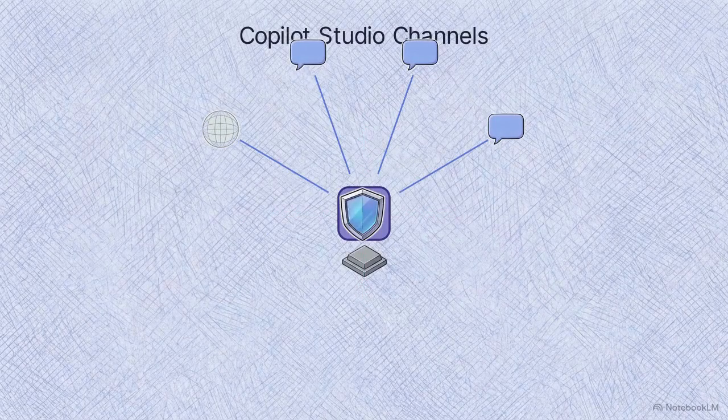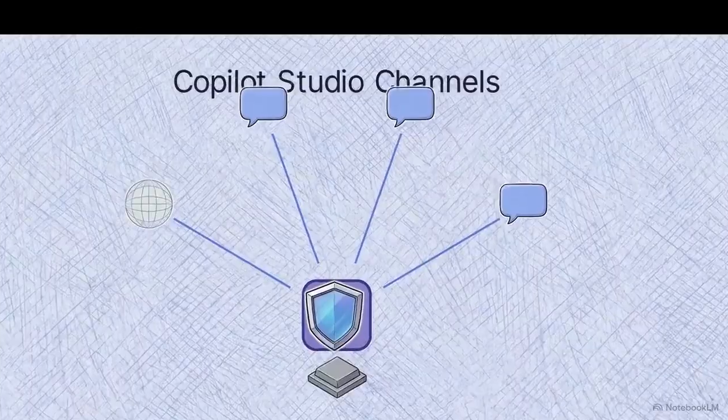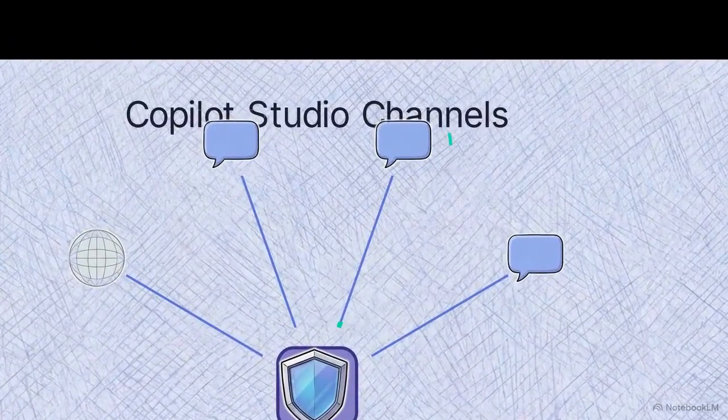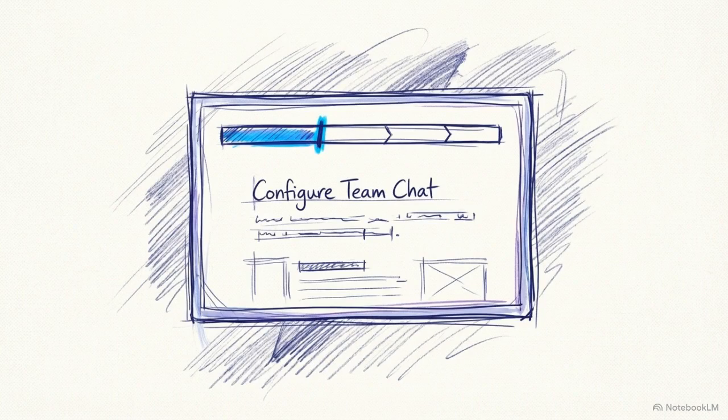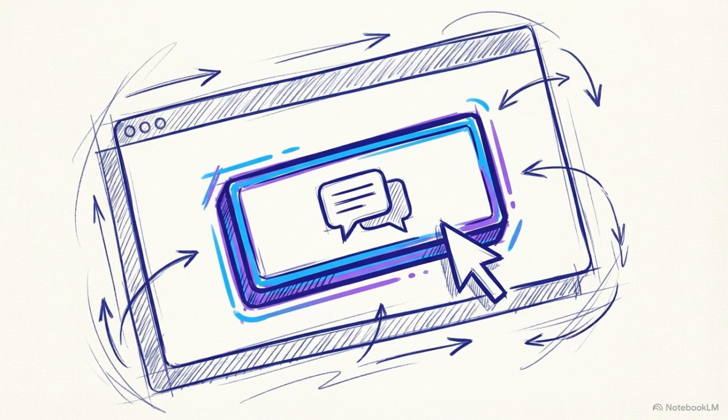For our final step, deployment, navigate to the Channels tab to view all platforms where your agent can live. To meet the team where they already communicate, select Microsoft Teams from the available channels. The system walks you through a brief configuration process. You review the connection settings, confirm your authorization, and enable the integration with just a few clicks. To initialize the live environment for yourself, click the final prompt that says Open the agent in Teams.